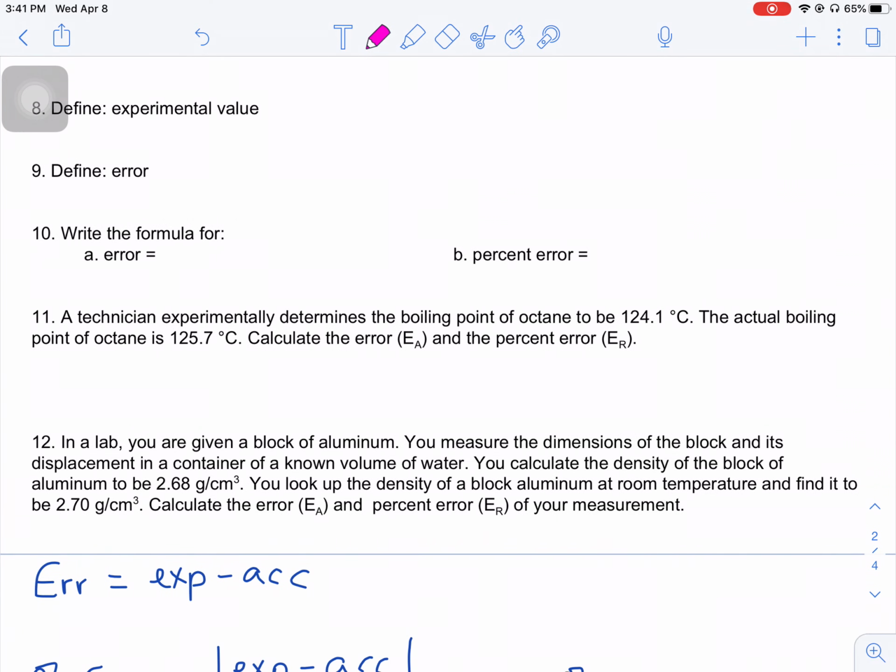I'm going to do example number 12, and then hopefully that'll be enough to get you to where you can do the example in the homework by yourself. All right. In a lab, you are given a block of aluminum. You measure the dimensions of the block, and you measure its volume, and you calculate the density to be 2.68 grams per centimeter cubed. This is going to be your experimental value.